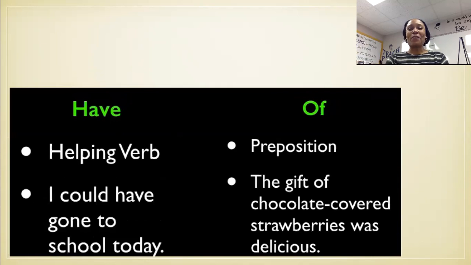Let's look at of, which is a preposition, and how it's used in context. It says, the gift of chocolate covered strawberries was delicious. Again, a different function. Have being a helping verb, of being a preposition.